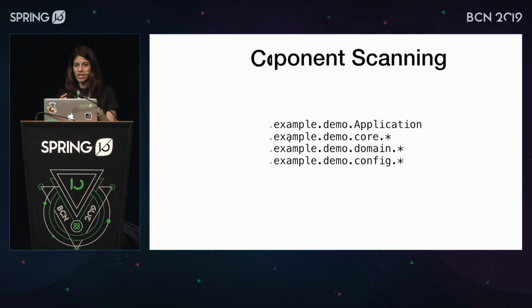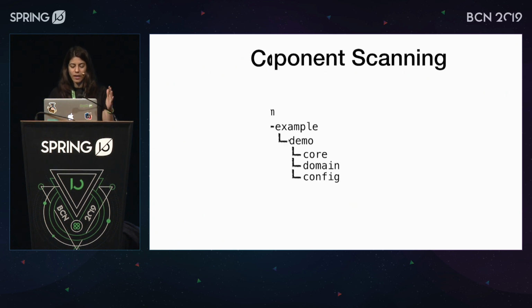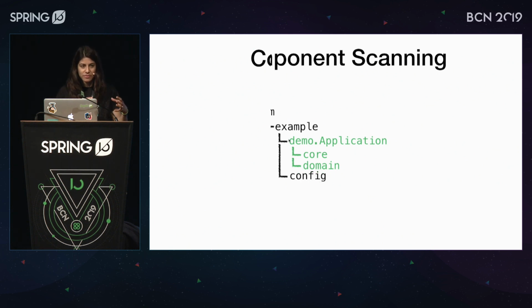But if you have something that looks like this, so your application is structured in this way, where you have the demo package and then core, domain, and config, let's say, under demo. And then let's say your application class is in the demo package, and application has the @ComponentScan annotation. So everything under that demo package will be scanned by default. But let's say you were to move your config package outside of demo, which is what we had in our application, then anything under that config package will not be scanned anymore, which is what we saw and which is why we had to do the manual import.